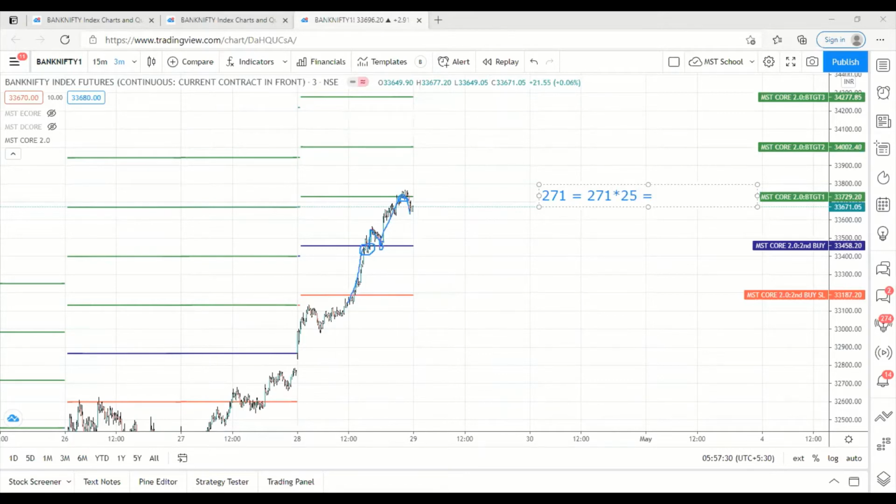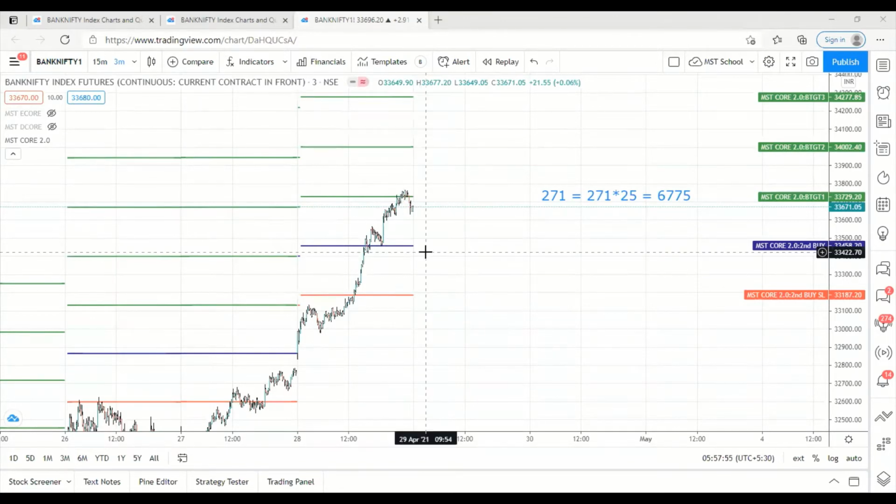If you're taking 20 lots or 10 lots, 100 lots, 1000 lots, it is up to you. So we got 6,705 rupees in a single trade. Even after SL hit, we are getting a profit of 6,700 rupees. So here you have to follow the indicator blindly. Don't apply any of your knowledge.